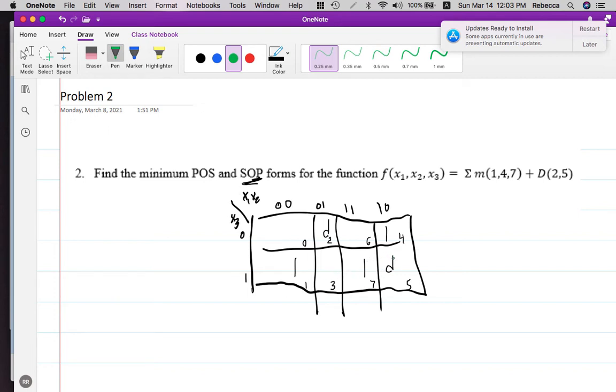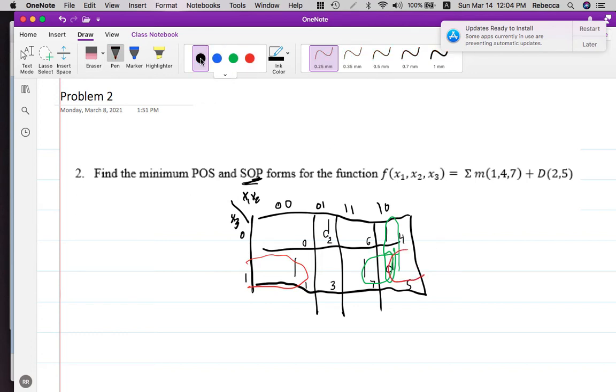So we're going to look for groups of 2. And we want to use as few groups as possible that get all the ones. So how can we get this one? We can get this one by using this D. So we can put those together. How can we get this one? We can use this one also by using this D. And how can we get this one? We can get this one by wrapping around to the other side and getting that D.